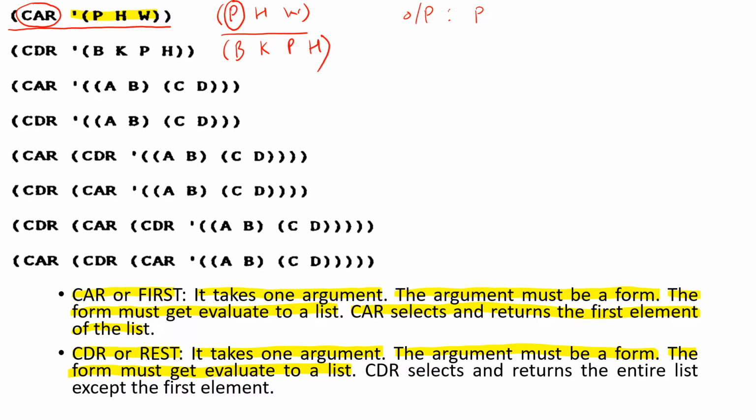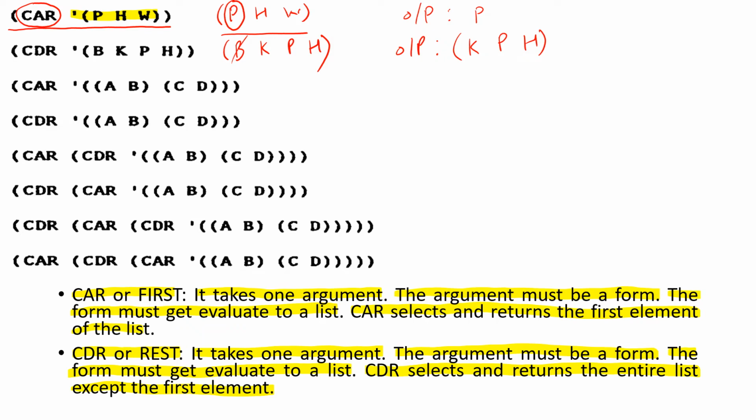And what does CDR or CUDR or REST do? It selects and returns the entire list except the first element. So if you skip the first element of the list, what you get is another list which contains KPH. The one thing you have to remember here is that the output of CAR may or may not be a list, but the output of CUDR is always a list.